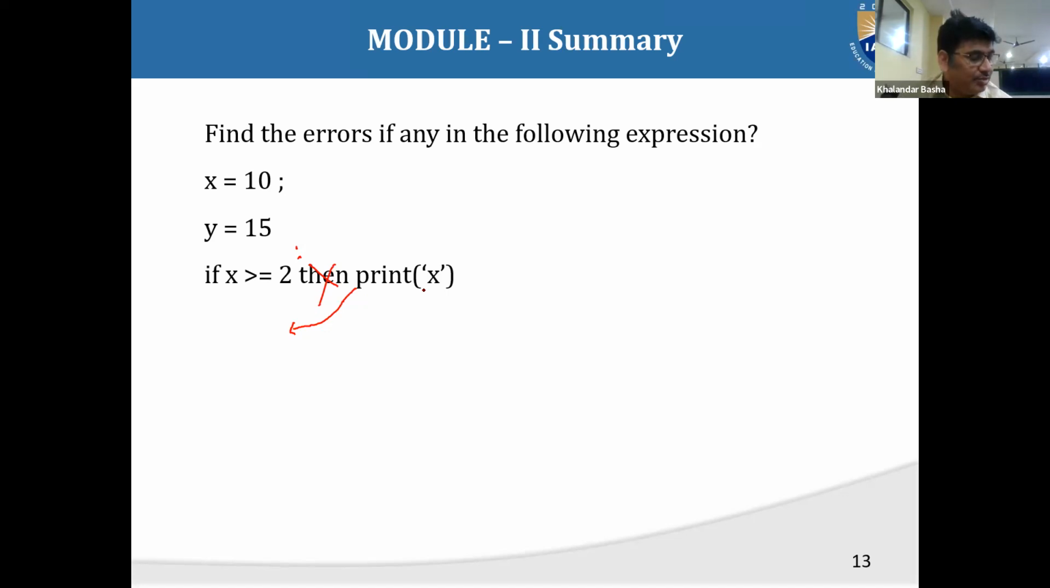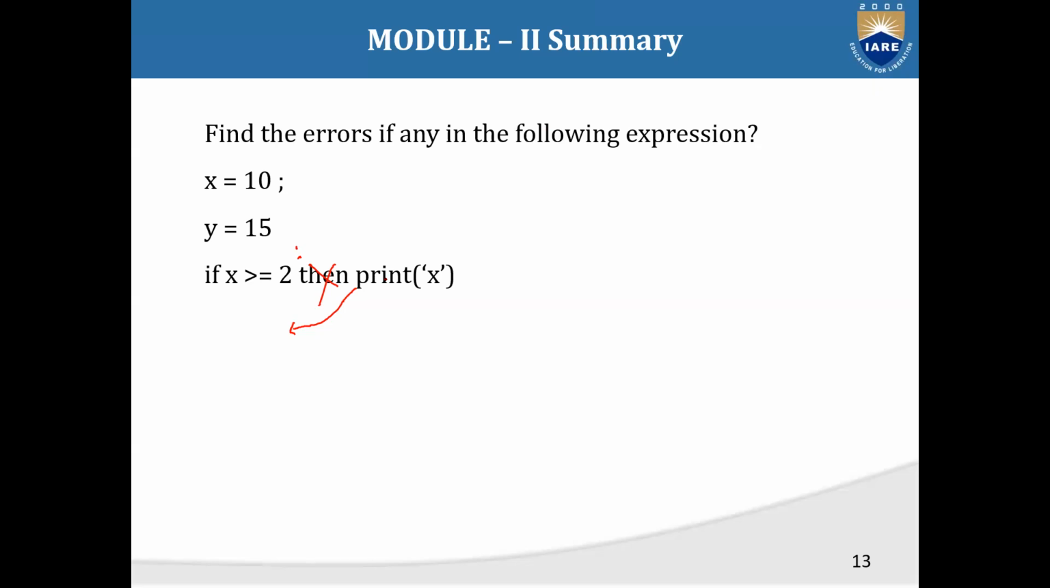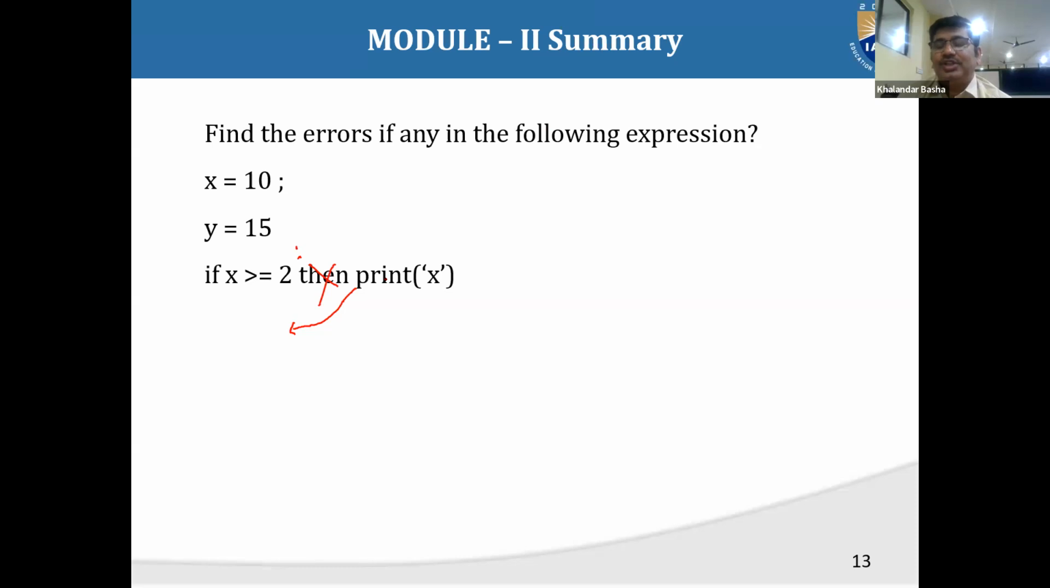What is the output? It is going to print X. Ten is the wrong answer. Why is it X? Because it is enclosed in single quotes, it will be treated as a string. If you don't have any single quotes, then it is going to print 10. As you have specified X in single quotes, it is going to print X, not the X value. Right. So I'll stop at this point.